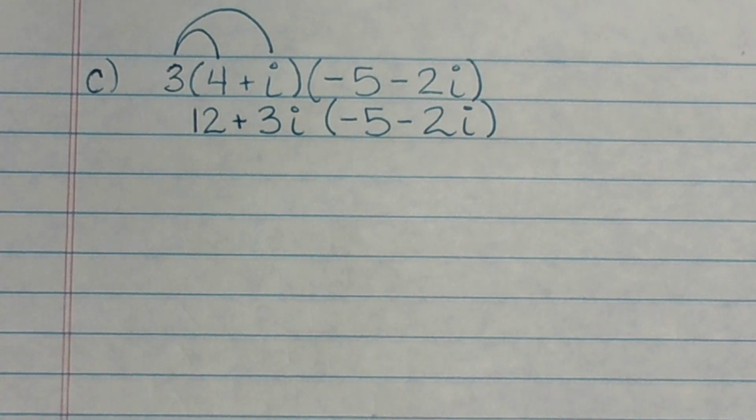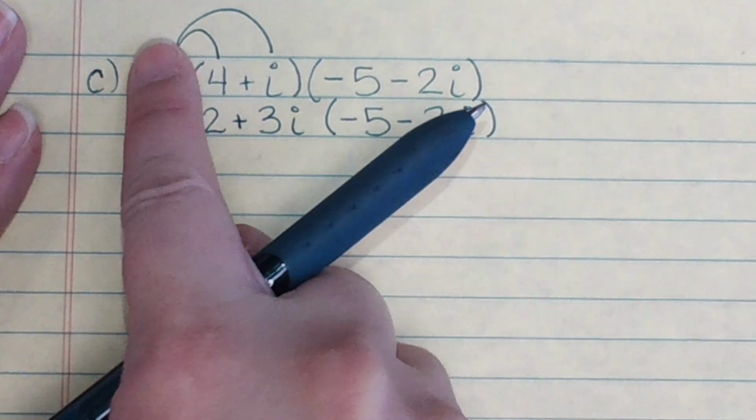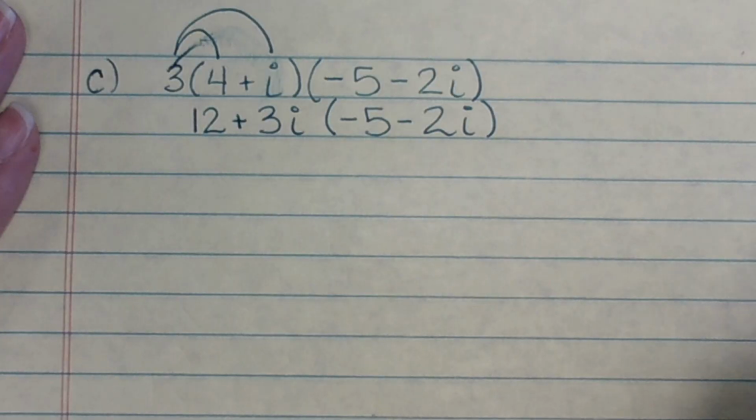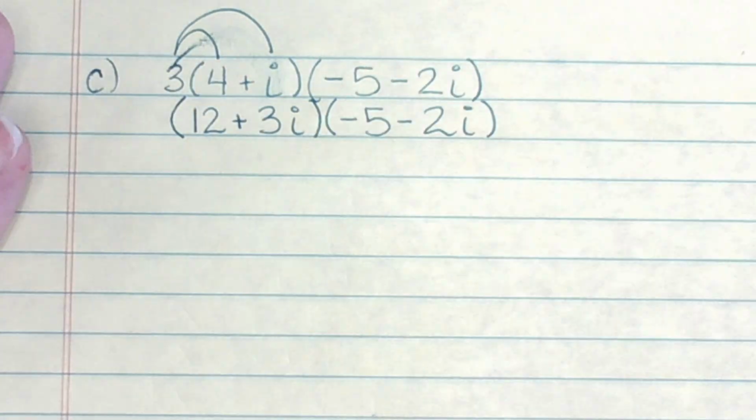Is this how I write it? When you distribute, generally parentheses go away. That rule is different if there's more than 2 things being multiplied.